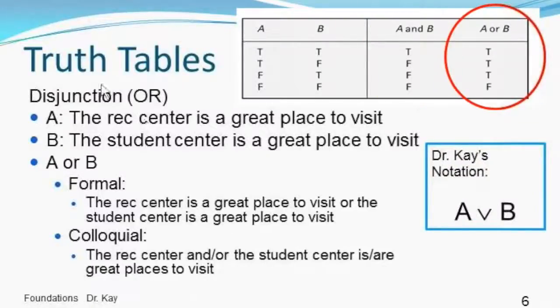Here's the truth table for disjunction. That's another fancy word for or. So this is A or B. I use this notation, the kind of V notation, here for A or B. Again, that's not just my notation. That's a very common notation. You probably used it in discrete.